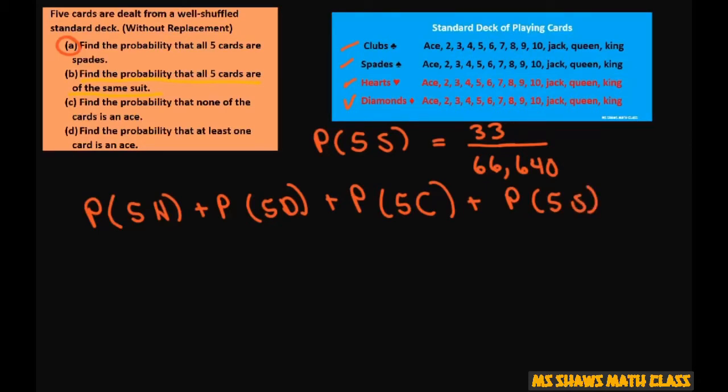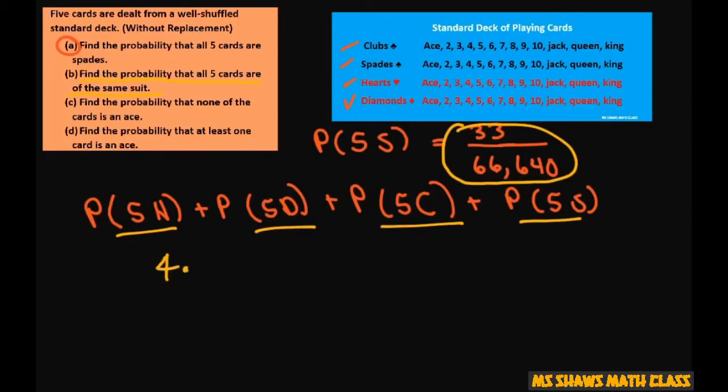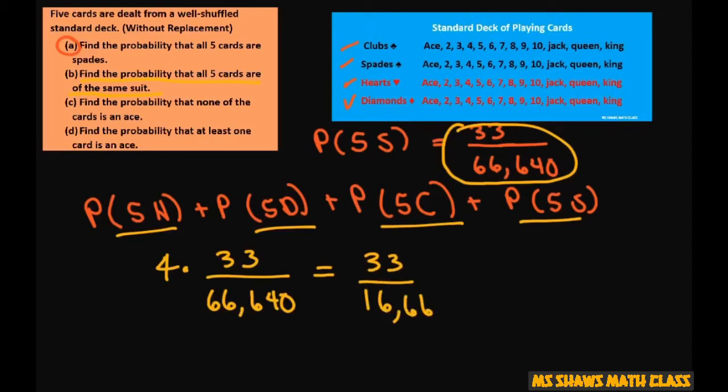So we're just going to use this. We already know that they're all going to be the same. So that's just going to be, since we have 1, 2, 3, 4 suits, that's going to be 4 times 33 divided by 66,640. And that reduces to 16,660. All right.